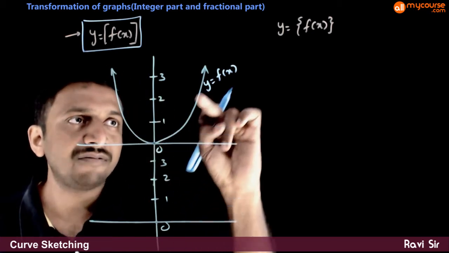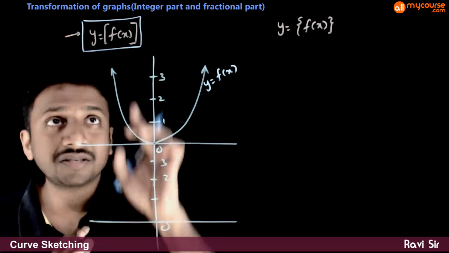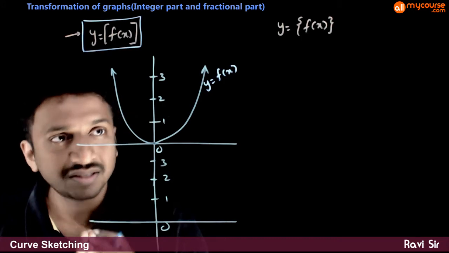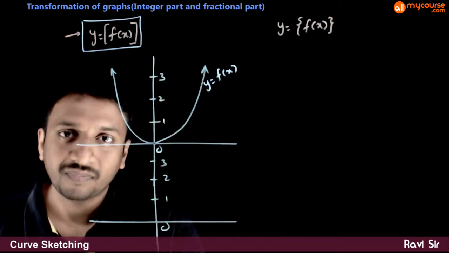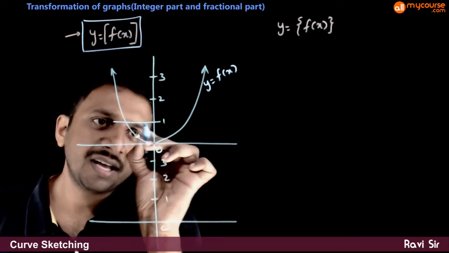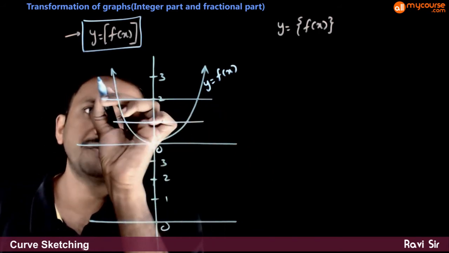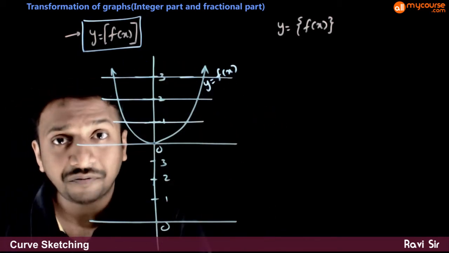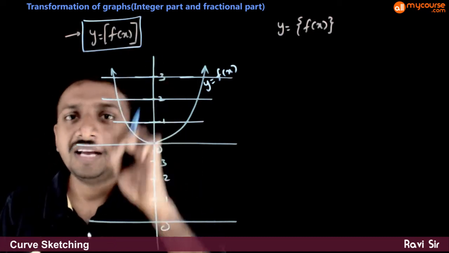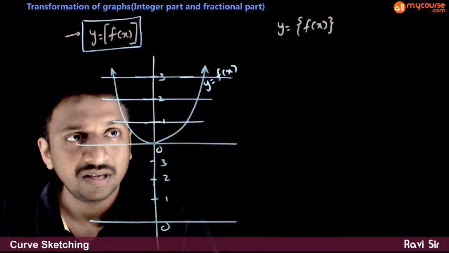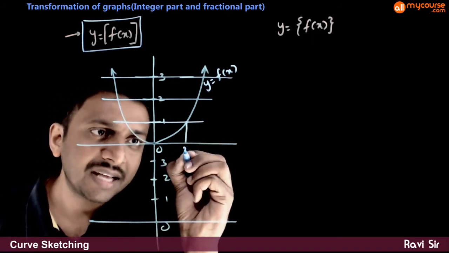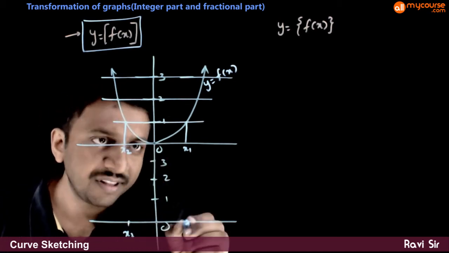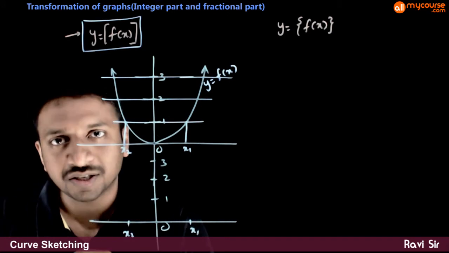So first, if you have the graph y is equal to f of x, the process to find the graph of y is equal to integer part of f of x is very simple. What you need to do is observe the values of y. Make a grid corresponding to the integer values of y. Now use the definition of the integer part function. Let this be x1, let this be x2. In the next graph also, let this be x1 and let this be x2.